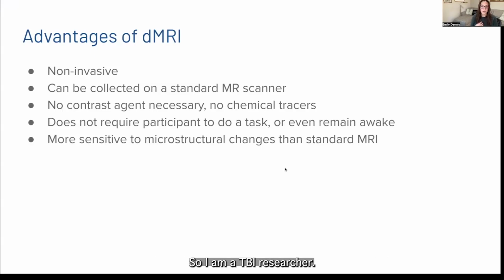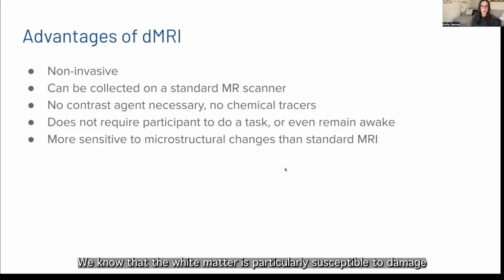So I am a TBI researcher. We know that the white matter is particularly susceptible to damage after a brain injury, where when the brain experiences a force, these axons are stretched and this disrupts their integrity. Sometimes they can even be broken, but that's happening on such a small level that you usually can't see it on CT scans or on T1 weighted imaging. You can, however, see that on diffusion weighted imaging. So there's been, in the last 10, 15 years, a huge increase in the number of papers using diffusion weighted imaging in TBI. Just as an example, it's been used in many other situations as well.